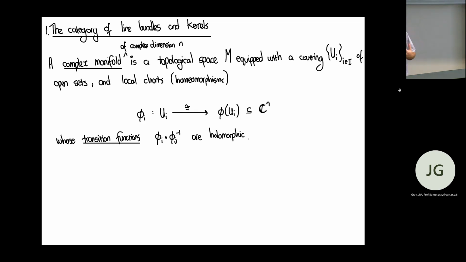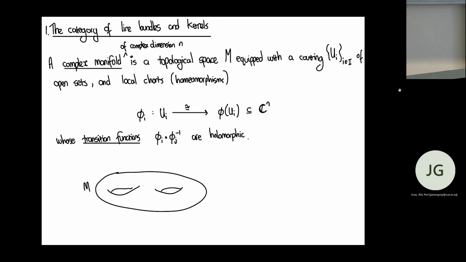So a complex manifold of complex dimension n is a topological space M equipped with a covering U_i of open sets and local charts, which are homeomorphisms of those open sets onto a neighborhood in C^n. That's where the n comes from. And transition functions. To say that it's a complex manifold, we demand that the transition functions are holomorphic.